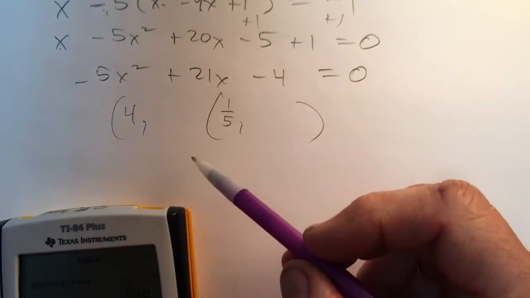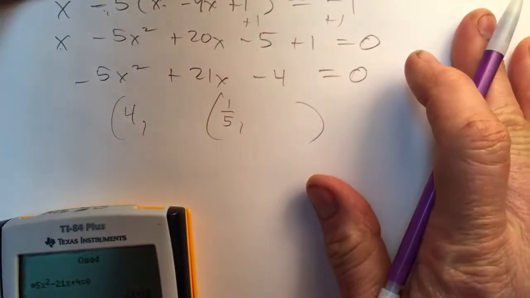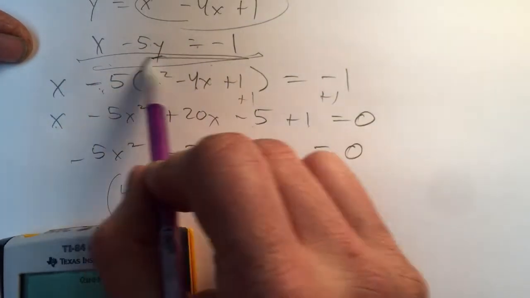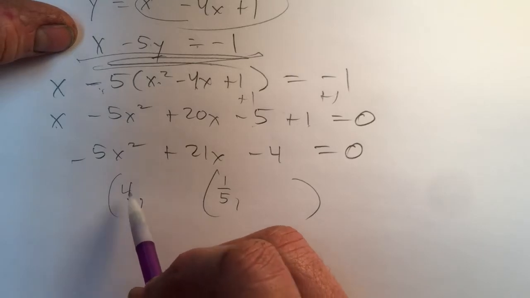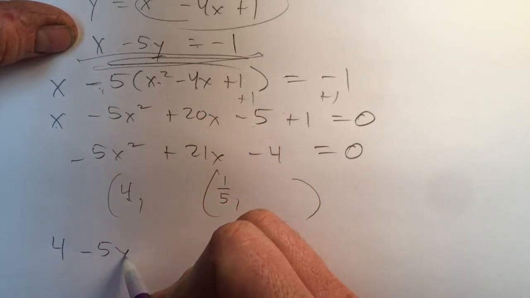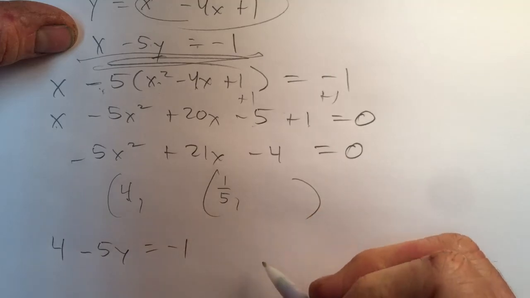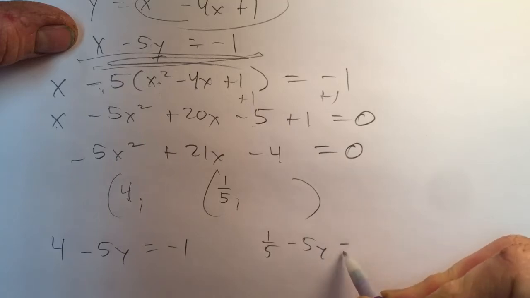All right, I need to put those in and figure out the y values that go with them. And I'm just going to go back up here to this equation right here. So I'm going to put 4 in for x right there. So I got 4 minus 5y equals -1. And I'll put 1/5 in. 1/5 minus 5y equals -1.